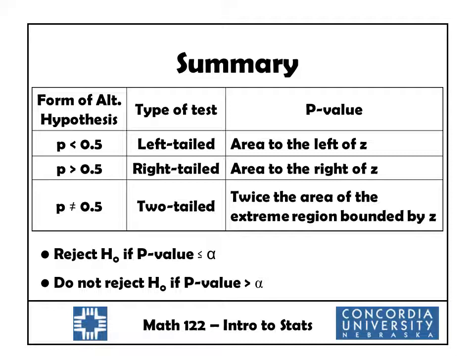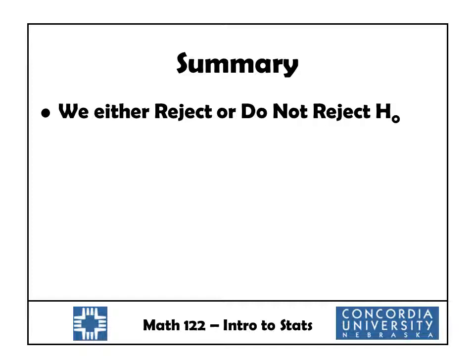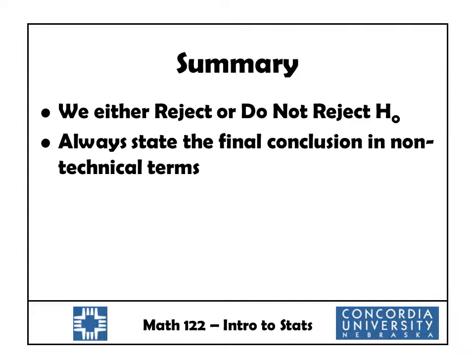Our criteria for coming to the technical conclusion is the same in every case. We reject the null hypothesis if the p-value is less than alpha. We do not reject it if the p-value is greater than alpha. And then again, this is our technical conclusion: we either reject the null hypothesis or we do not. Those are the only two possibilities for the technical conclusion.